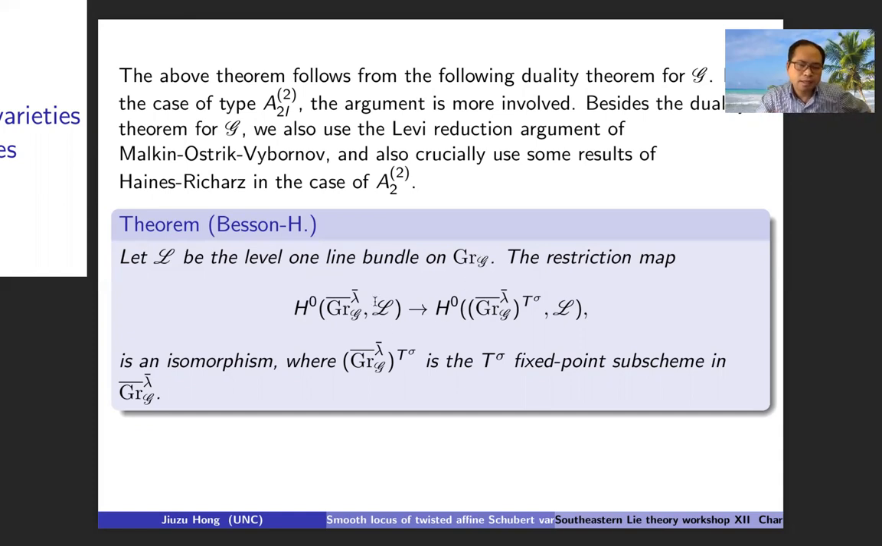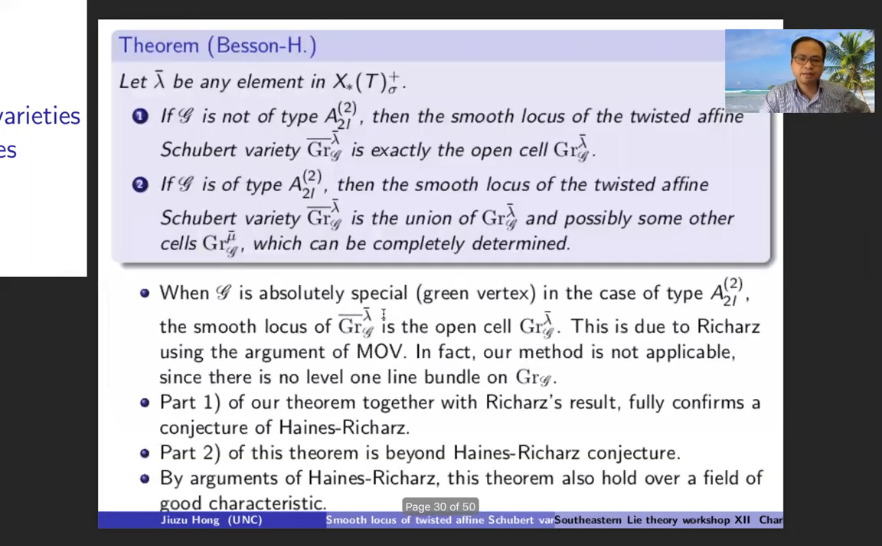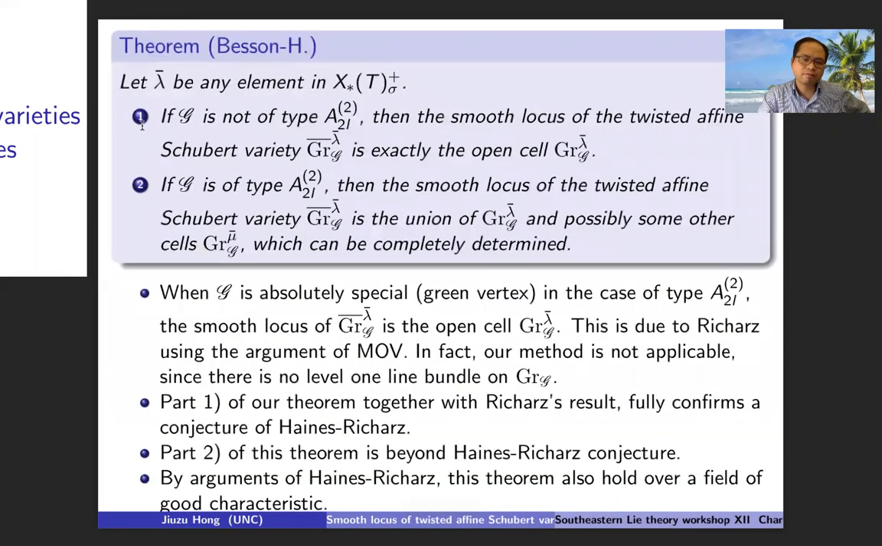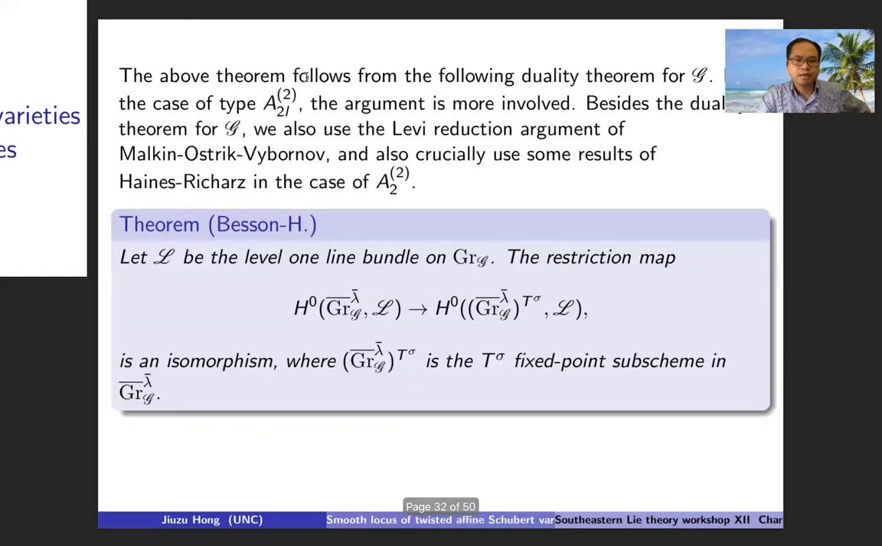Okay. So once this theorem holds, then we immediately, not immediately, at least we get part 1 of this theorem, but for part 2, we need some more effort. Okay, we also need to use some argument, actually more precisely, the reduction argument of Mikhowicz, Ostrich, Webanov. Okay, and we also need to crucially use some result due to Haynes and Richards in the case of twist A2.